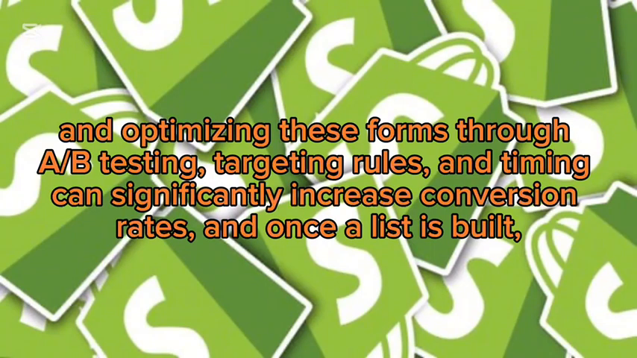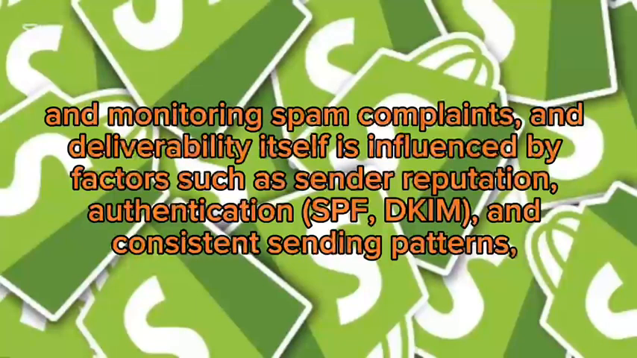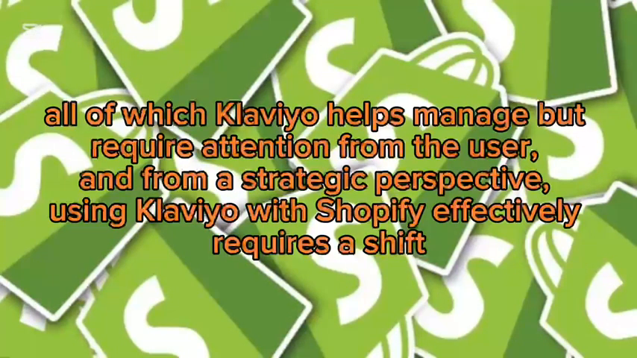And once a list is built, maintaining list hygiene is essential to ensure deliverability and engagement, which involves regularly cleaning inactive subscribers, suppressing unengaged profiles, and monitoring spam complaints. And deliverability itself is influenced by factors such as sender reputation, authentication, SPF, DKIM, and consistent sending patterns, all of which Klaviyo helps manage but require attention from the user.